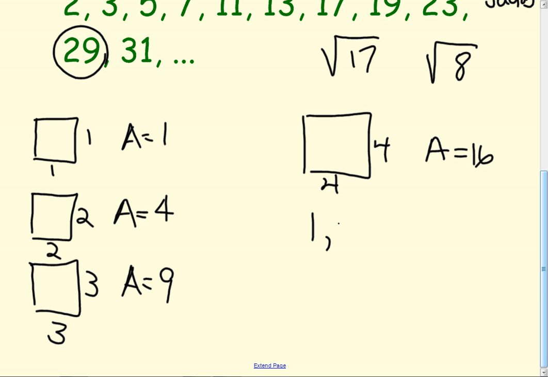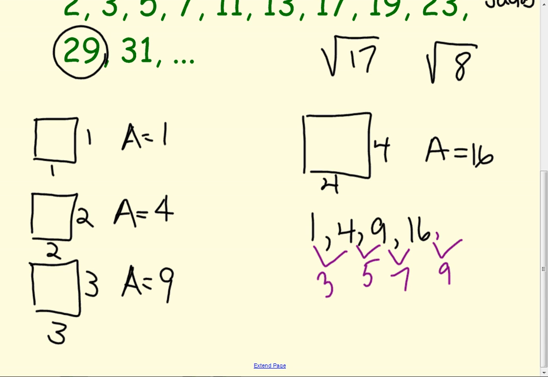So you've got 1, 4, 9, 16. And if you notice anything interesting about these, maybe you didn't. If I subtract these, how much is that? 3. If I subtract that, it's what? No, it's 5. If I subtract this, it's 7.